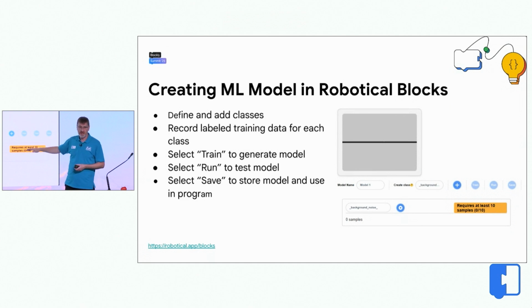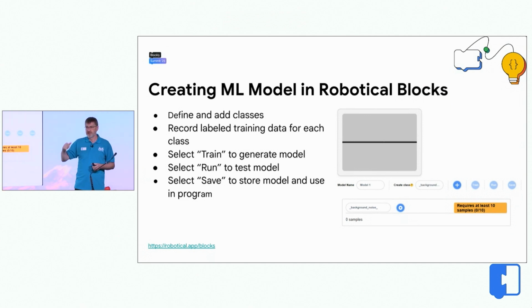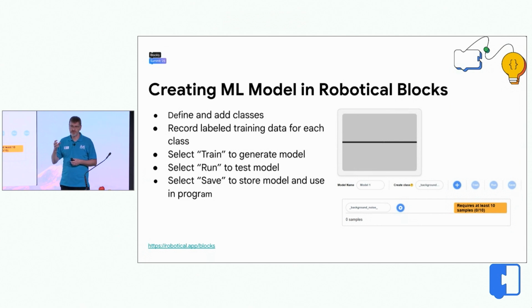Once we have defined our classes and collected our sample data, then we hit the magic train button. It goes off to the cloud and does 100 epochs, which is 100 iterations, to generate weightings for a neural network. We'll get a loss plot, and we'll show the students how their model is honing in on the weightings. Then you can actually run it, very similar to Teachable Machine. You can run it in the tab to test how the model is working. If you are happy with it, then just hit the save button.